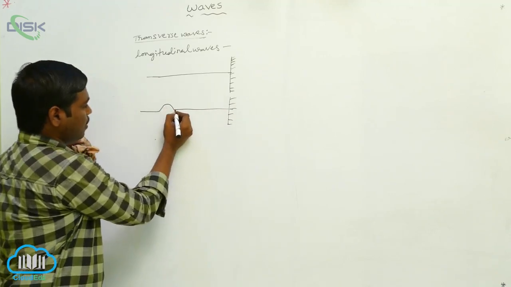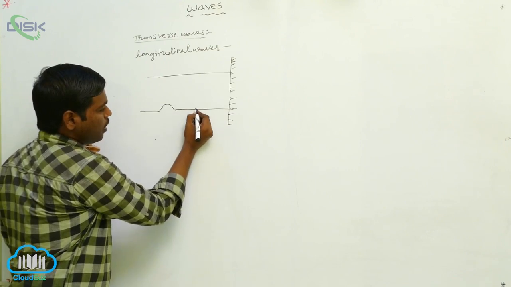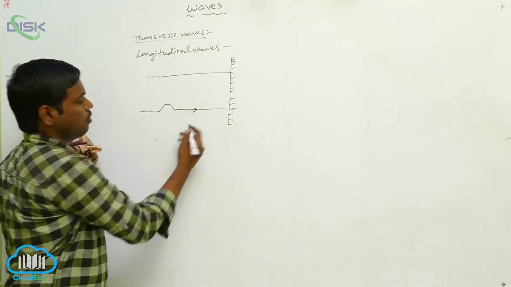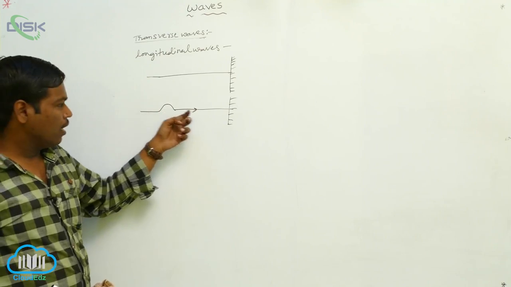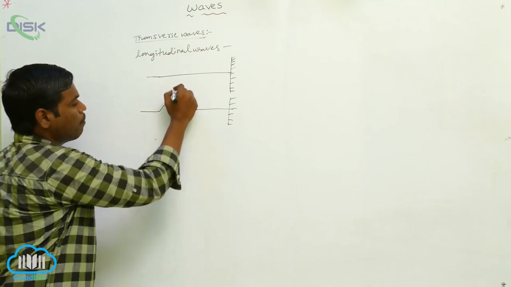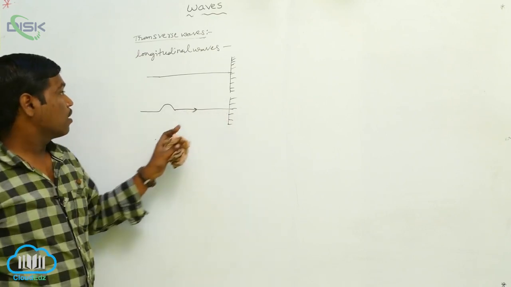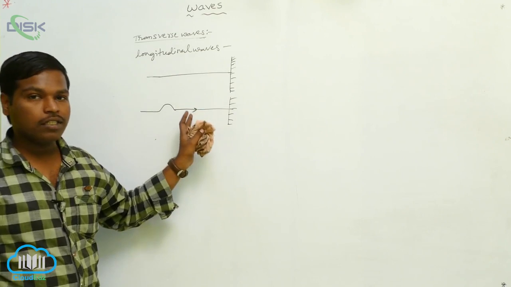Only this pulse is produced in the string. Here the total wave is moving along this direction, and the pulses move perpendicular to the direction of propagation of the wave. This is called a transverse wave.